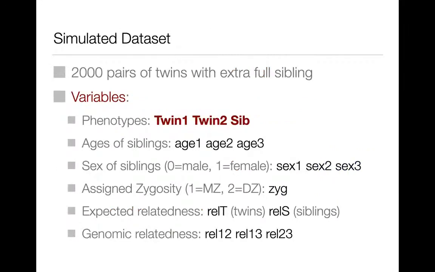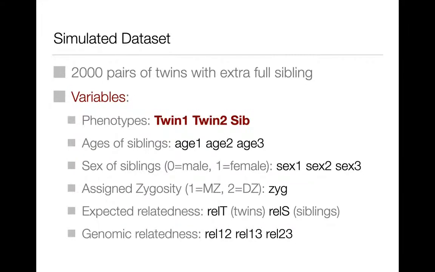Rather than using real data here, we are using a simulated data set of about 2,000 pairs of twins, where we've also simulated an extra full sibling. So the variables in the data set that we'll be using are the actual phenotypes that we generated, called twin 1, twin 2, or SIB, the ages as well as the sex of the siblings. We assigned zygosity as 1 for MZ or 2 for DZ, and created additional variables for their expected relatedness, which we call rel-T for twins, which is 1 or a half, depending on whether they're MZ or DZ, and rel-S for siblings, which is 0.5.